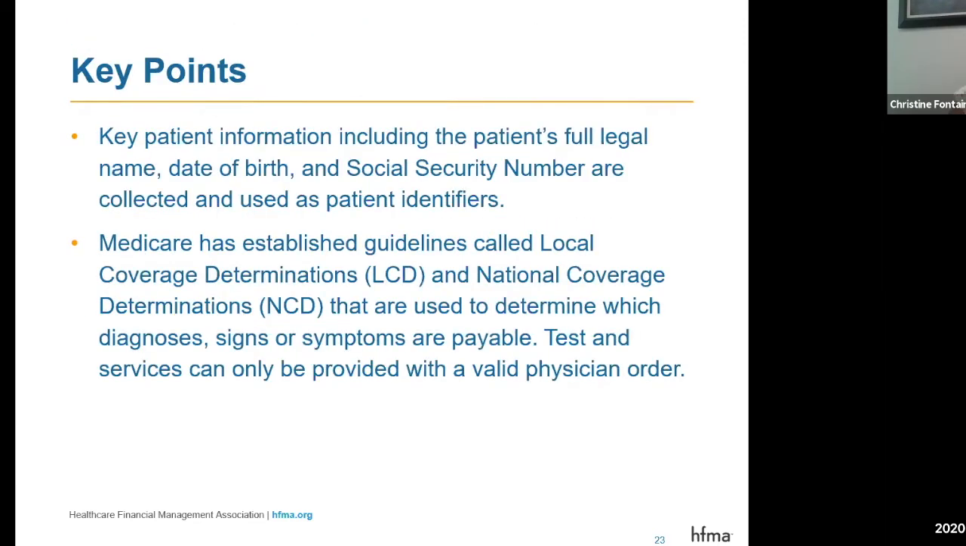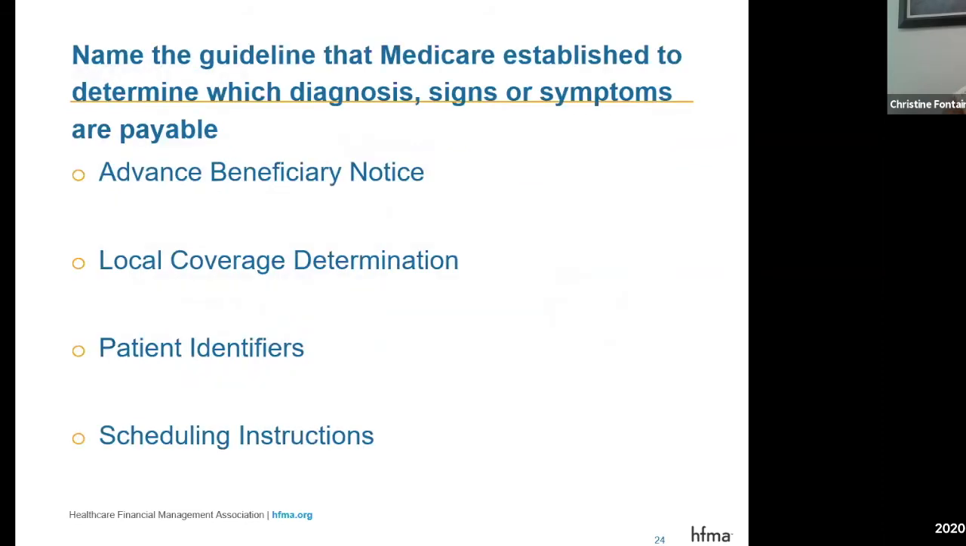Okay. So key points that we've talked about is patient identification is critical for a lot of reasons as you're going through these processes. And then certainly medical necessity, the establishment of LCDs and NCDs, and then the valid physician order for all tests that need to be provided with very few exceptions. Okay, another polling question. Now you love these guys. Name the guideline that Medicare established to determine which diagnosis, signs, or symptoms are payable.